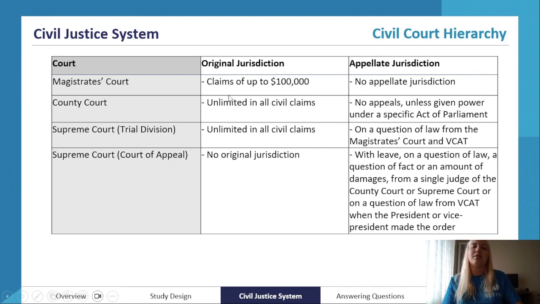Okay, so this is your civil court hierarchy table that tells you what type of claims go where. Just add as a note, the Supreme Court Trial Division, class actions go here specifically. They can't go to the County Court, they can't go to the Supreme Court of Appeal. And you've got your appellate jurisdictions defined as well.